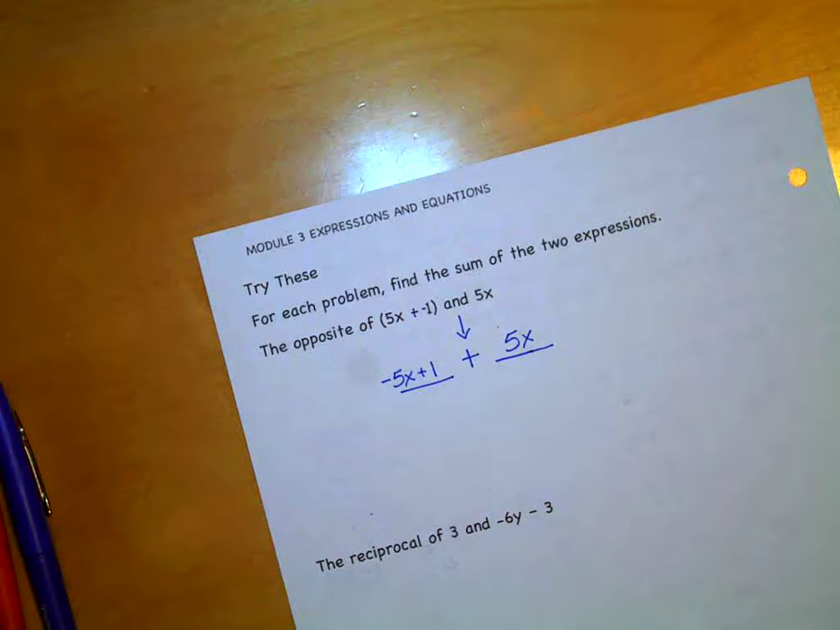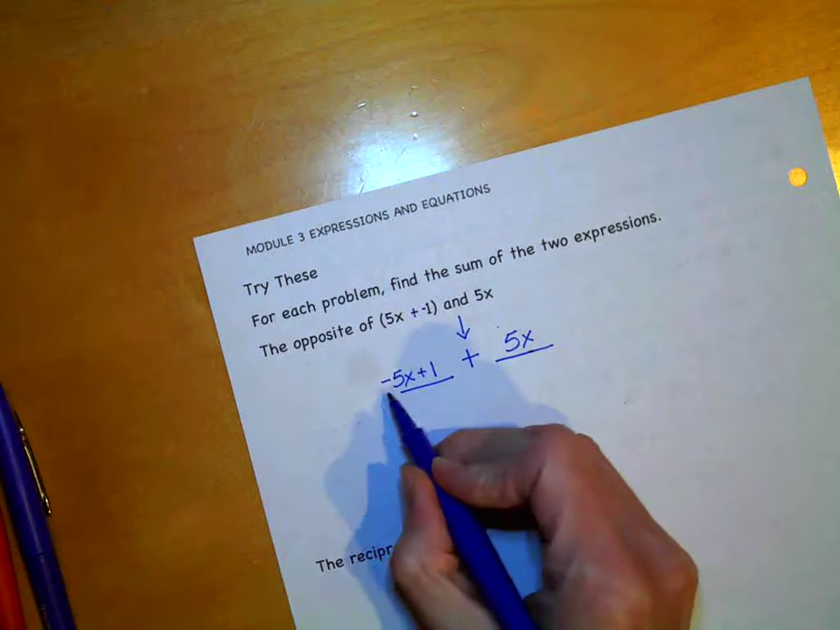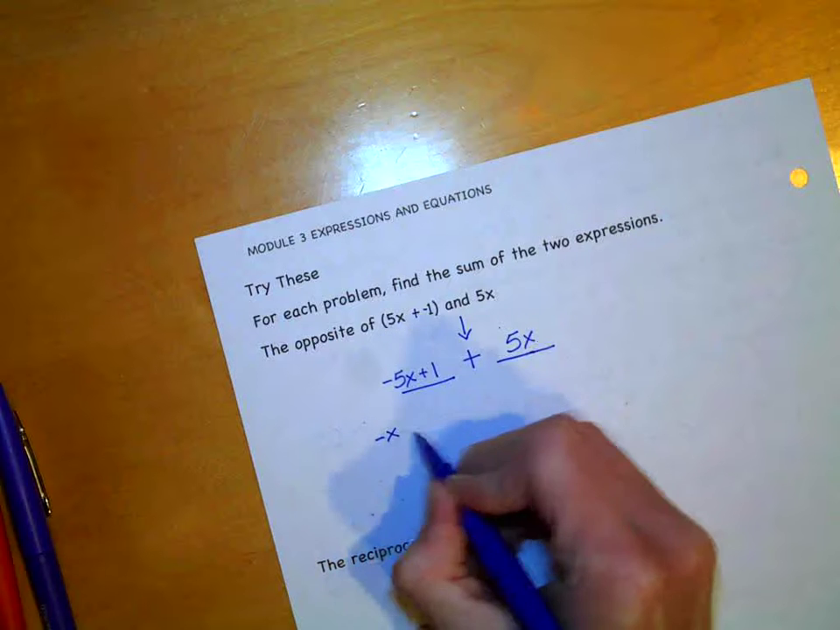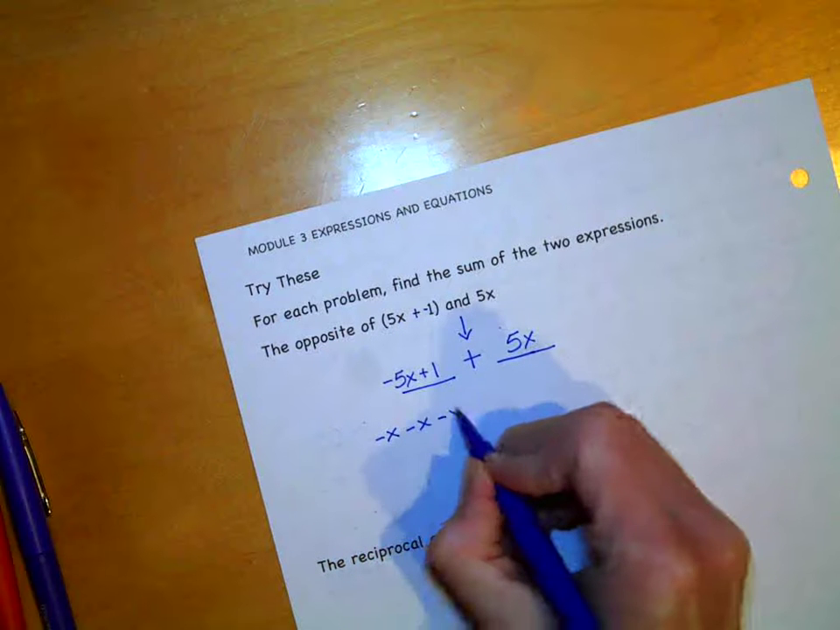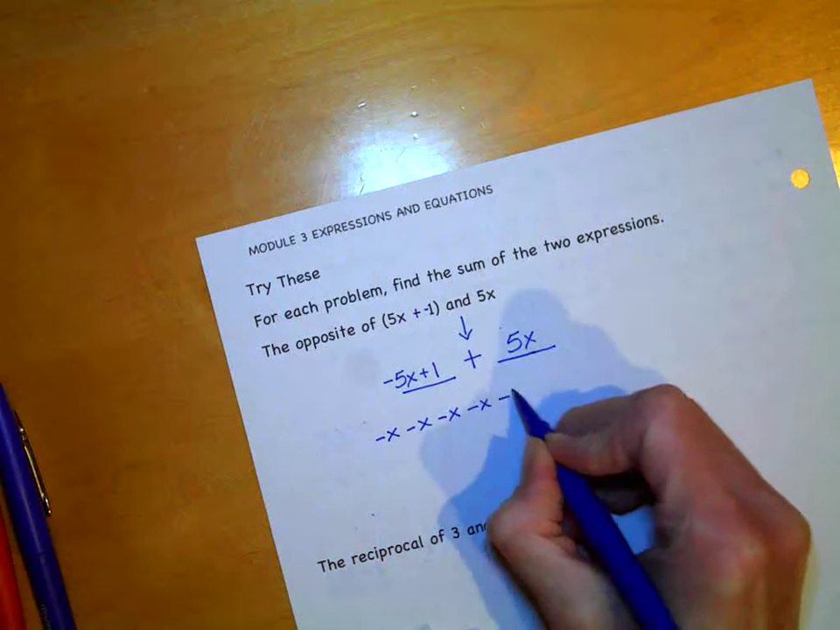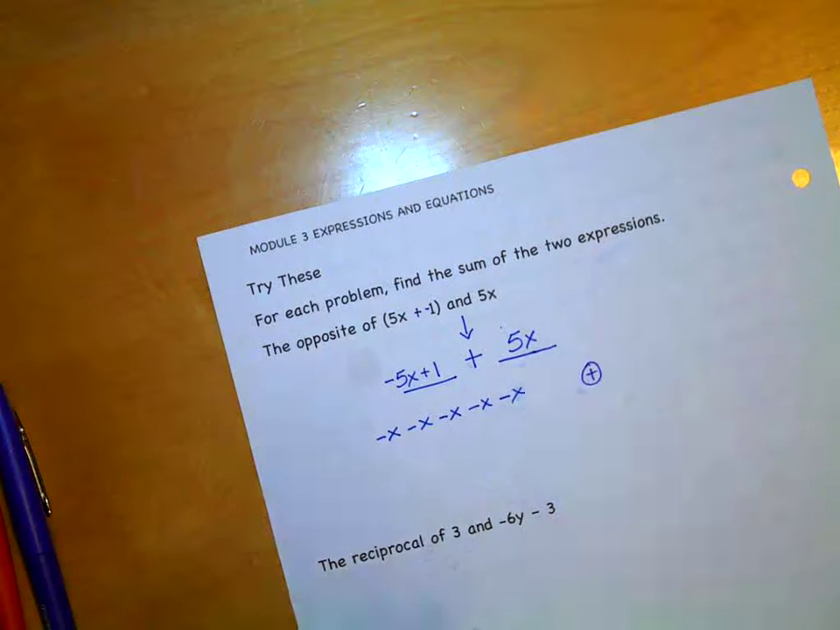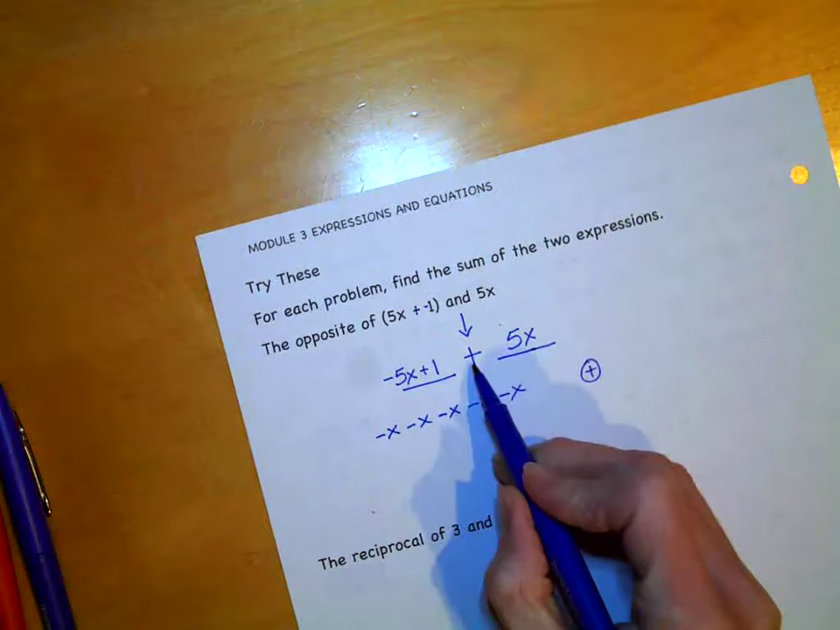Okay, and now what you're supposed to do is find the sum of them. So we get to add what we have in common. So look at what we have in common. This means we have 5 negative x's. So negative x, negative x, negative x, negative x, negative x, plus 1. So we have 1 positive sitting over here.